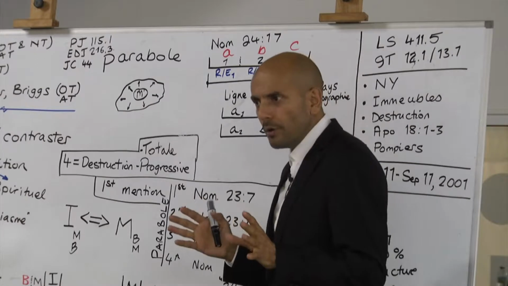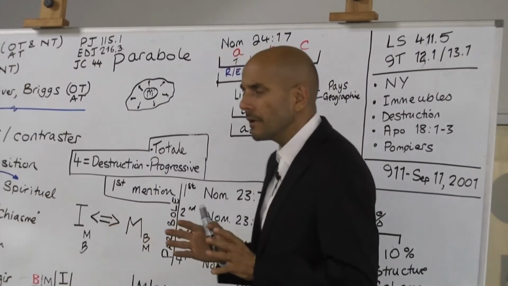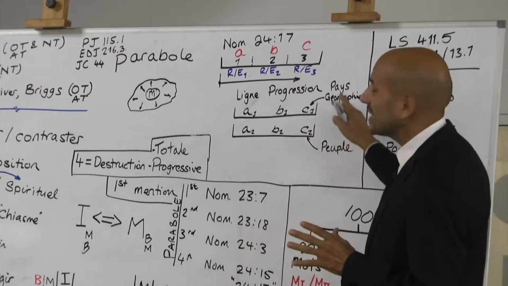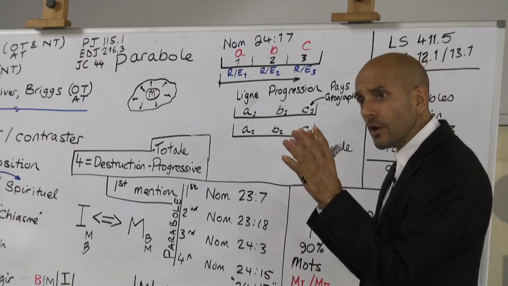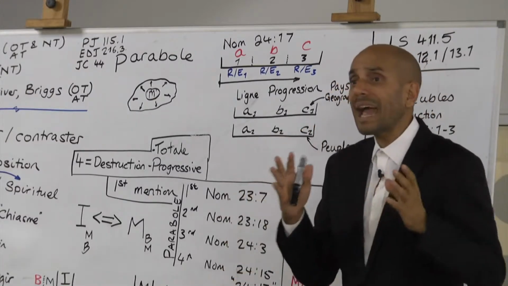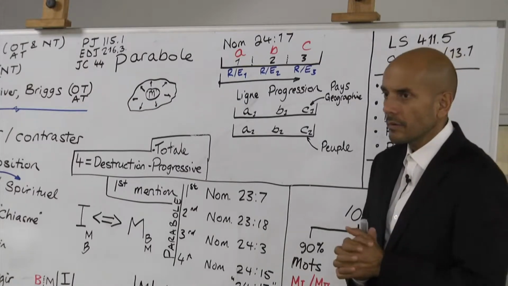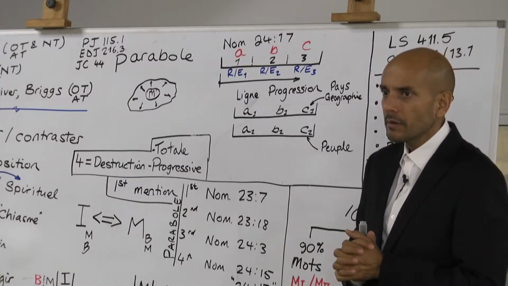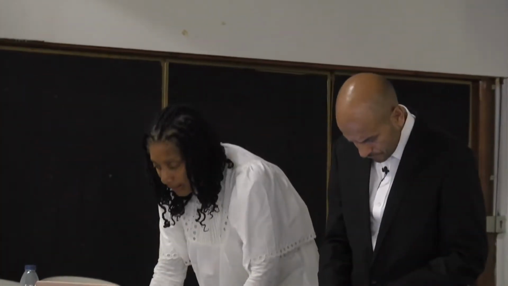So you could go to some verses, it might be talking about the land, and even though it's talking about the land, it could actually be a symbol of people. Let me show you. Let's go to the book of Revelation.